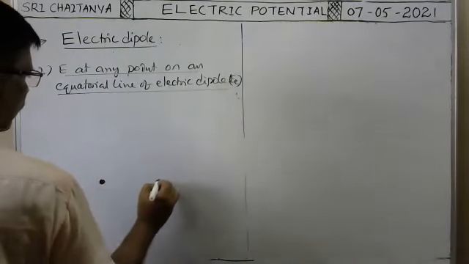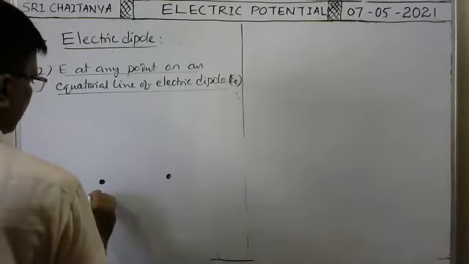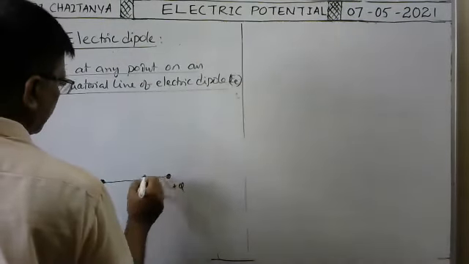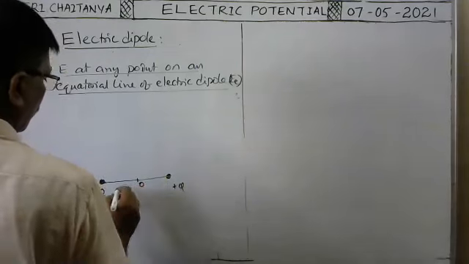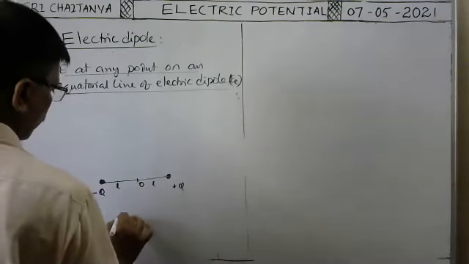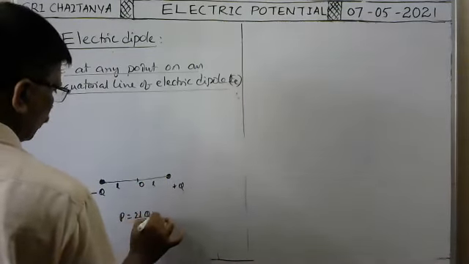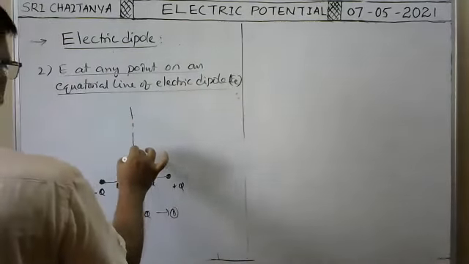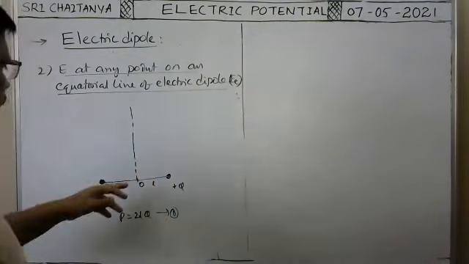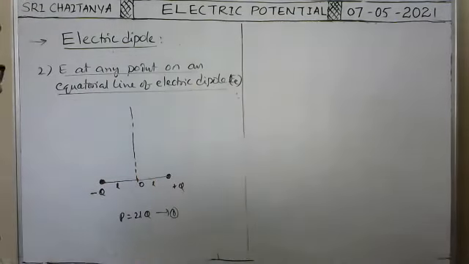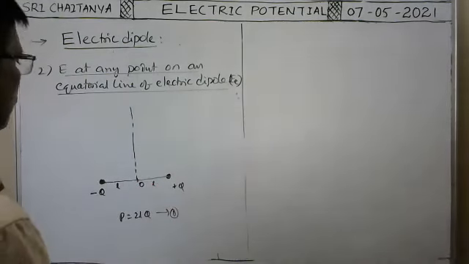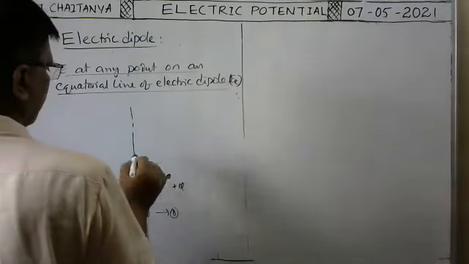Suppose this is the electric dipole. It has two equal and unlike charges like this. Both are separated by a distance, and this is the midpoint. So the dipole moment is equal to 2L into Q. This is equation 1. The equatorial line is this one: the line passing through the midpoint and perpendicular to the axis of the dipole, that is, perpendicular to the line joining the two charges. This is 90 degrees.